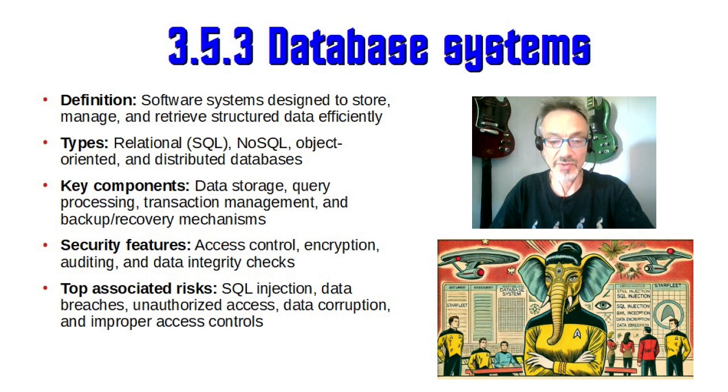3.5.3 Database systems. Definitely a crucial area, crucial attack point. The definition is a database system is some system that stores, manages, and retrieves data in an efficient way. Types might include various things like relational databases, SQL, NoSQL, that means not only SQL, object-oriented databases, and distributed databases. Key components: be prepared to discuss the data storage mechanisms, query processing, transaction mechanisms, backup and recovery mechanisms. Security features: the exam might ask about database security measures such as access control implementations, encryption techniques, and data integrity checks. The top risks associated: SQL injection, data breaches, unauthorized access, data corruption issues, and improper access controls.